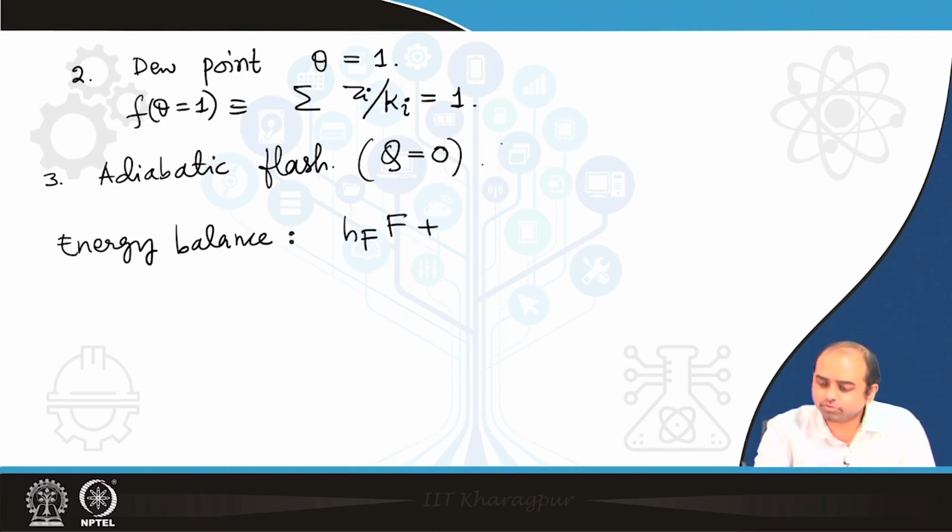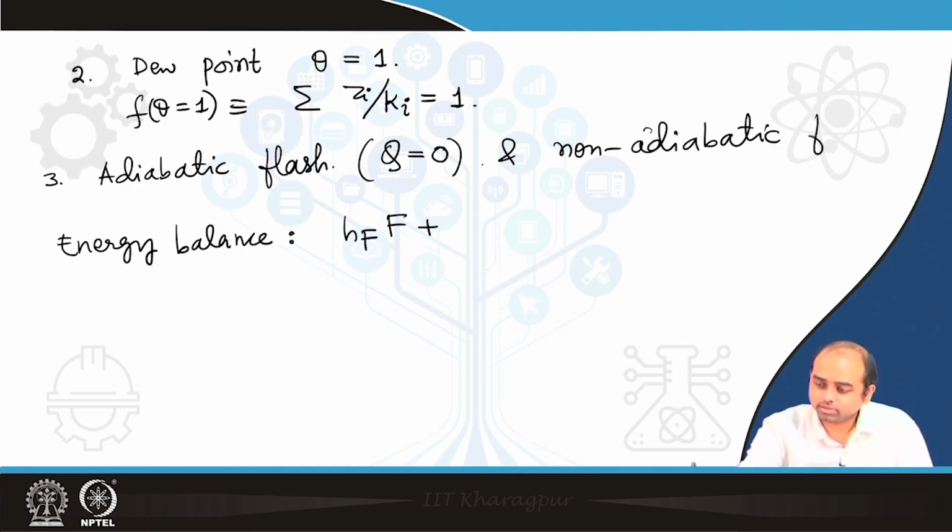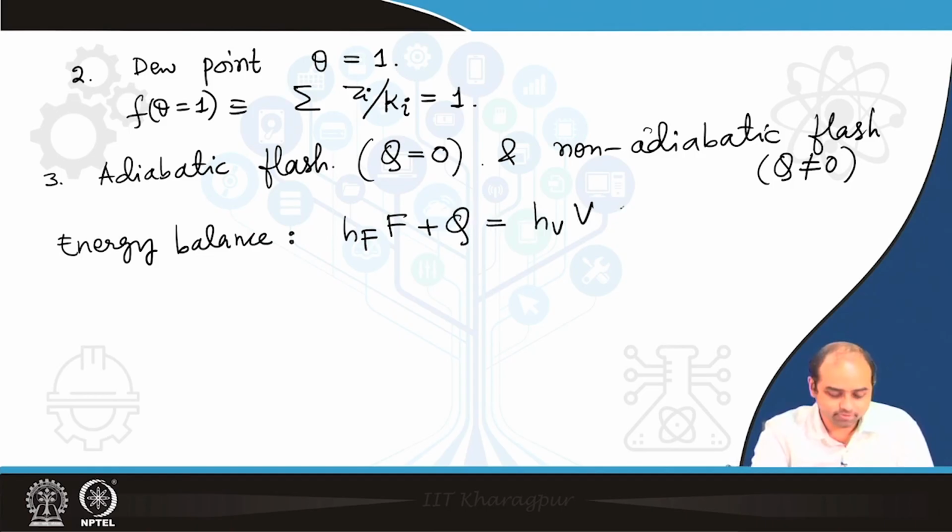This is also true for adiabatic and non-adiabatic flash. So, let us make this general. This is the scenario when we have Q specified in this problem, whether it is 0 or non-zero, that is a separate thing, but when Q is specified as one of the degrees of freedom, this is how we write down this additional equation.